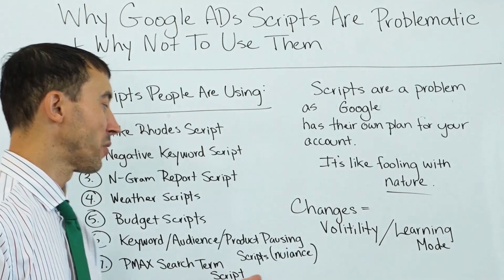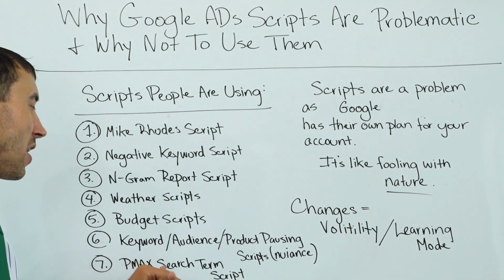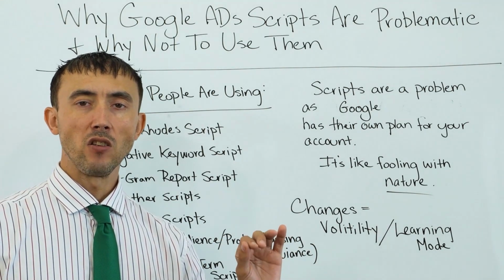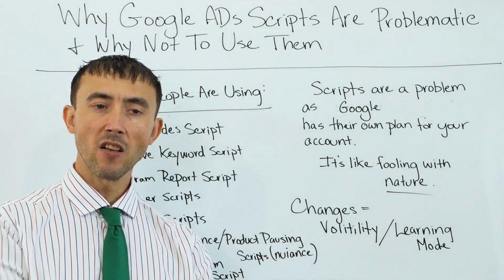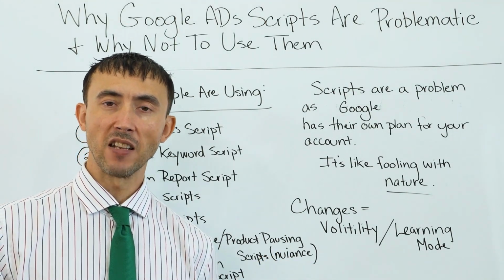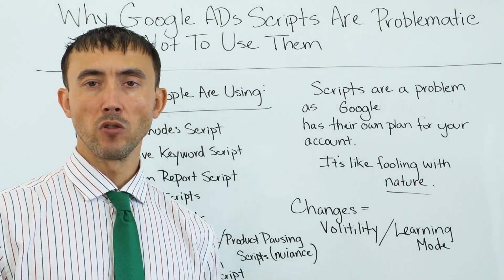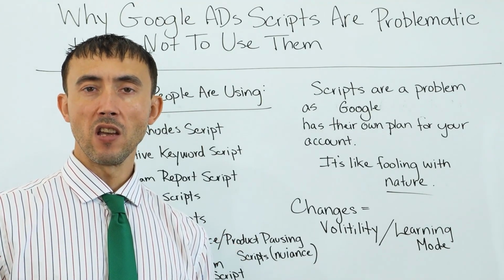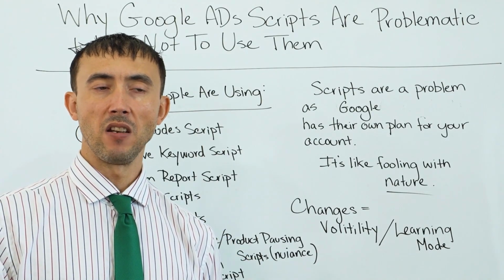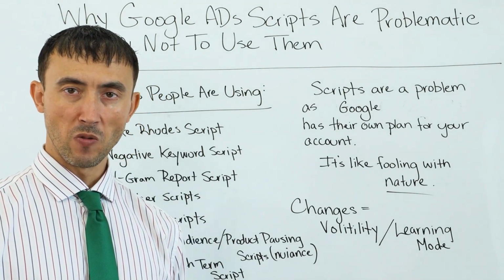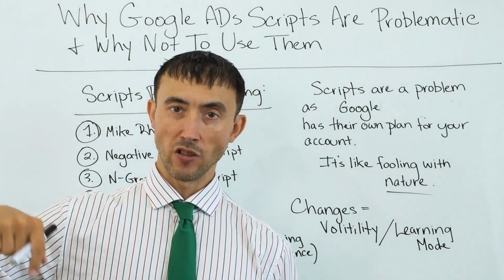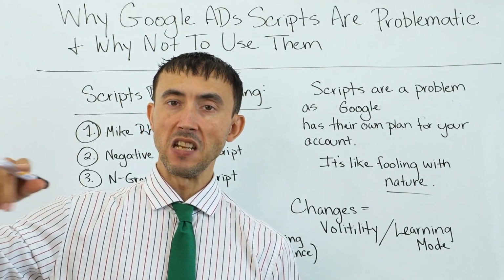But going back to what I was saying, PMax campaigns have a script that you can use to take all the search term data out of PMax. Now, naturally, this is available to you by default. You can go under the insights of your PMax campaign and see search themes, and if you download the search themes report, you can actually get the search terms themselves. You don't need a script.